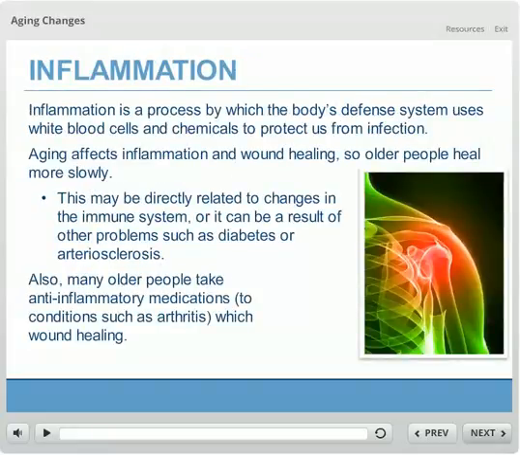Inflammation. Inflammation is a process by which the body's defense system uses white blood cells and chemicals to protect us from infection. Aging affects inflammation and wound healing, so older people heal more slowly. This may be directly related to changes in the immune system, or it can be a result of other problems such as diabetes or arteriosclerosis. Also, many older people take anti-inflammatory medications to control conditions such as arthritis, which may slow wound healing.